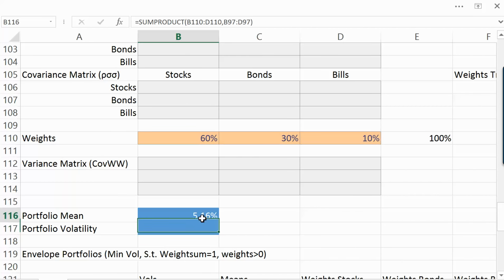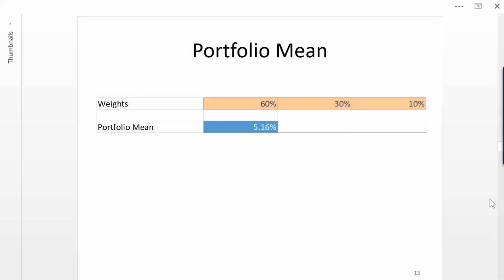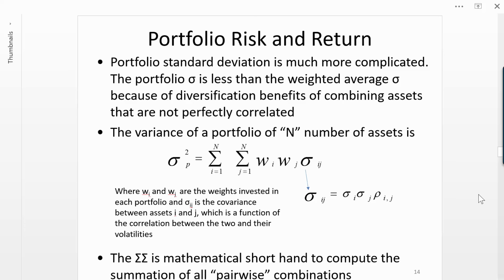So I expect that portfolio to give a 5.16% return. Now I'm going to try to calculate the variance of the portfolio. Now the variance of the portfolio is a lot more difficult. It's not the weighted average, because these assets we're going to assume are not perfectly correlated. And if they're not perfectly correlated, your variance or standard deviation are both going to be less than the weighted average because of diversification. Now the formula for calculating this is this nasty thing right here.